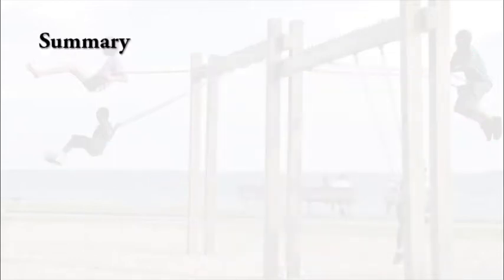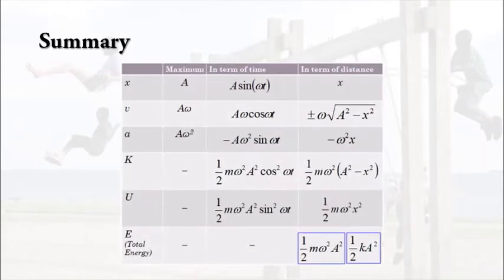Now let's put the equations that you derived just now in a table. When you put them all into the table, this is what you are going to get: the equations in terms of time and the equations in terms of displacement. Then how about the maximum values? The maximum value is actually very simple. You look at the equation for x. In terms of time, you have a sine omega t. The maximum value for sine omega t is 1. Therefore, maximum x equals a.